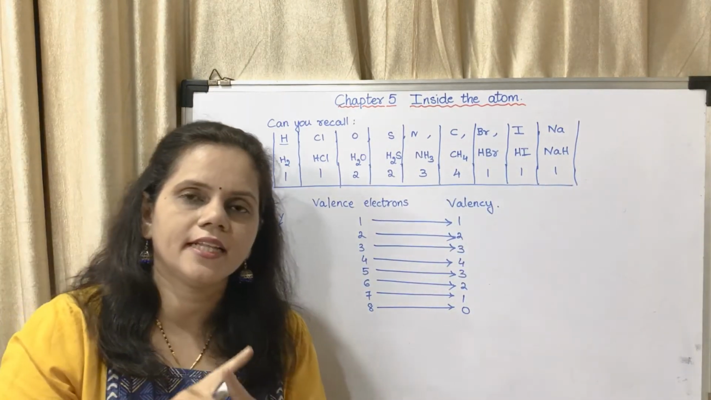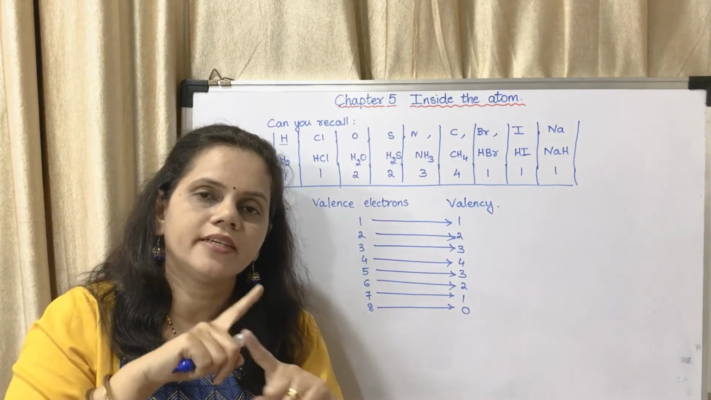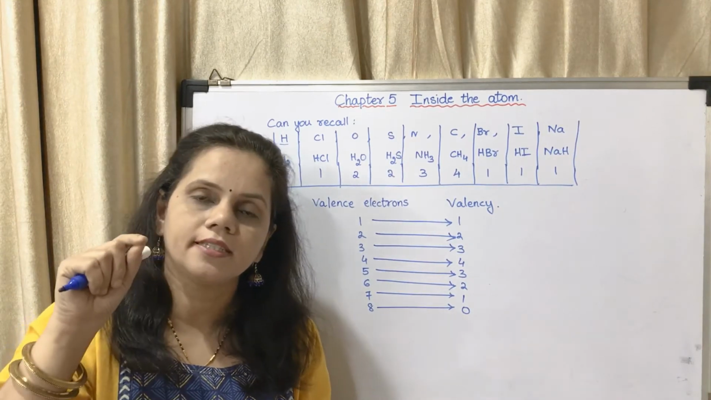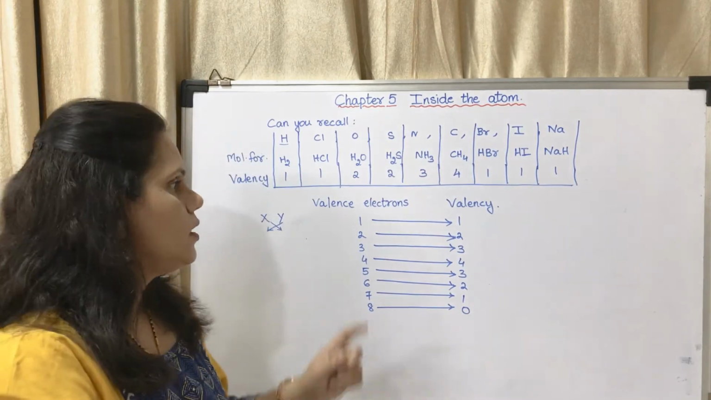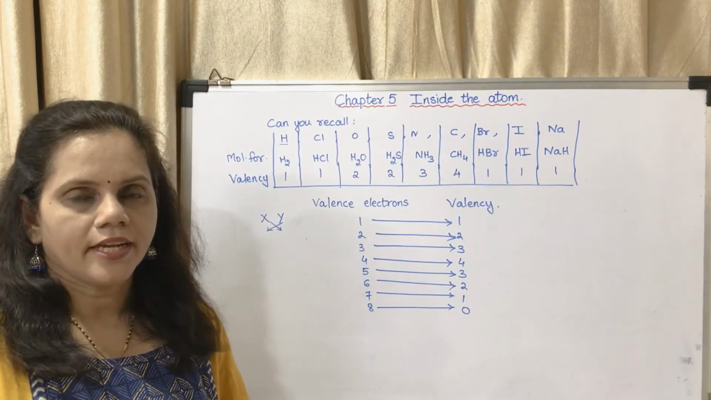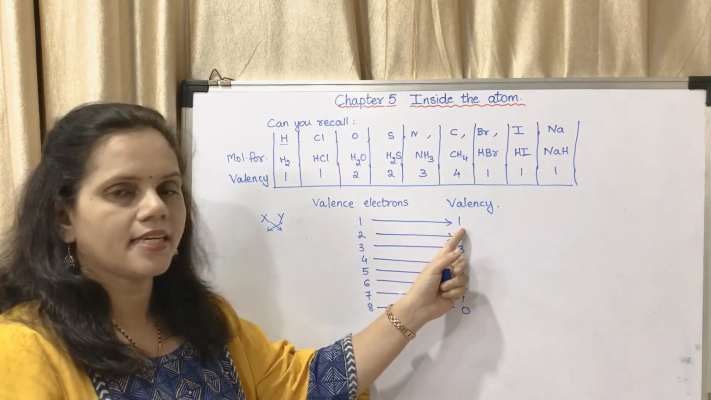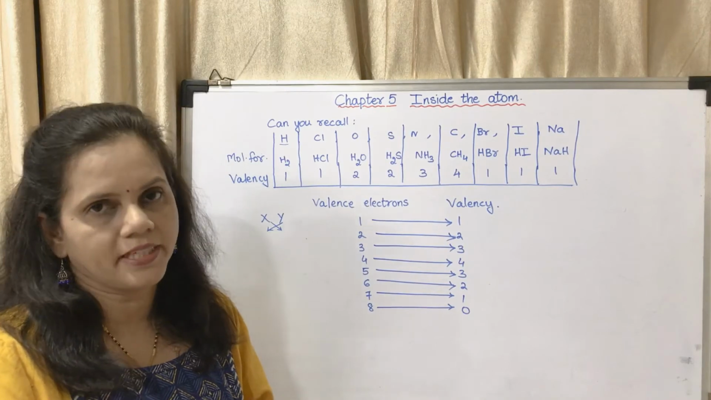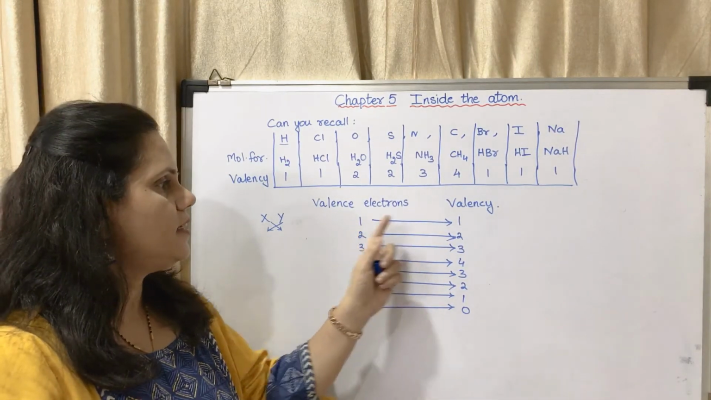So you should see the molecular formula of the compound and see which number is written to the opposite side. The number which is written to the opposite side is the valency. So what are we concluding? We are concluding that if the valence electron is 1, the valency is 1, except for the first 2 elements, hydrogen and helium. 1, 1.